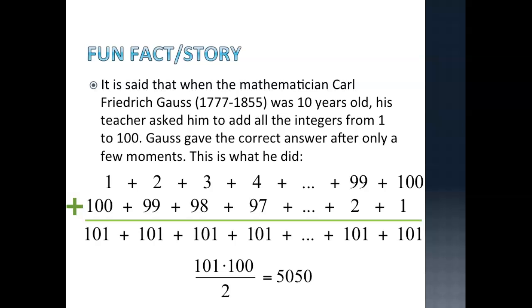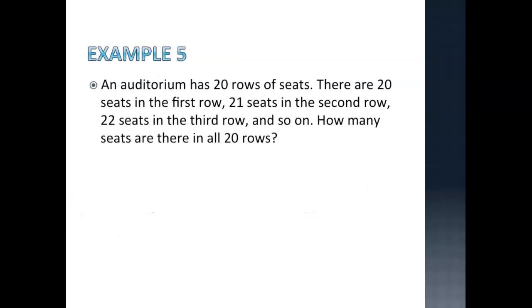All right, one last example. An auditorium has 20 rows of seats. There are 20 seats in the first row, 21 seats in the second row, 22 seats in the third row, and so on. How many seats are there in all 20 rows?